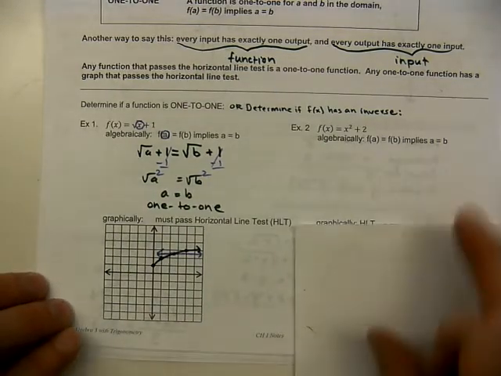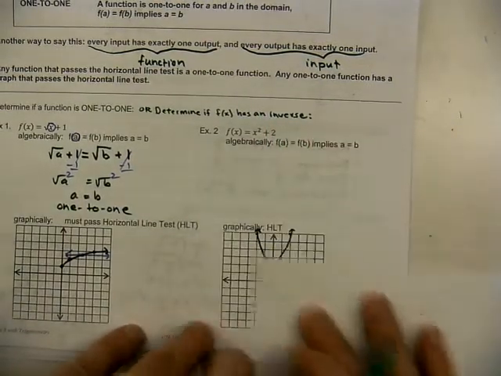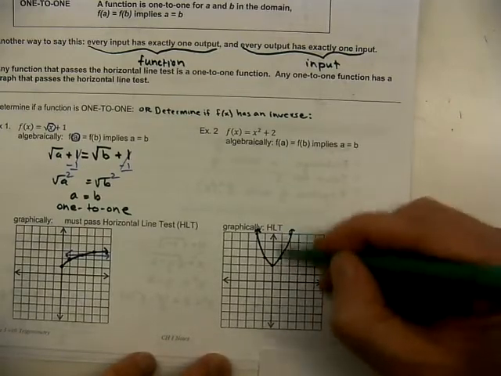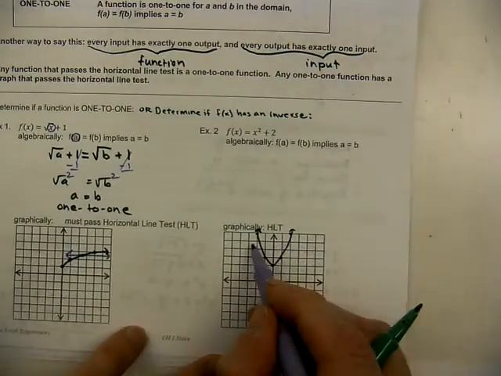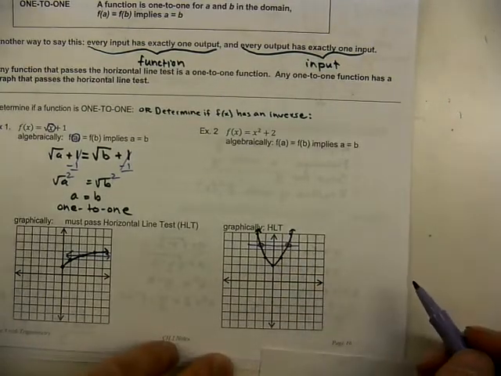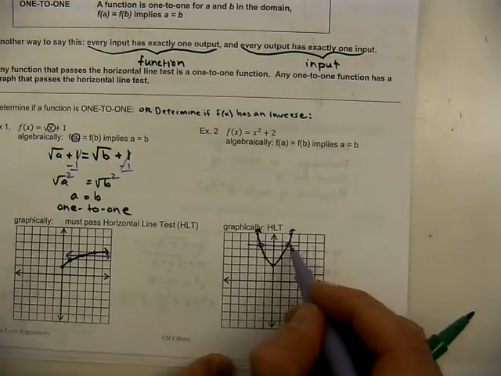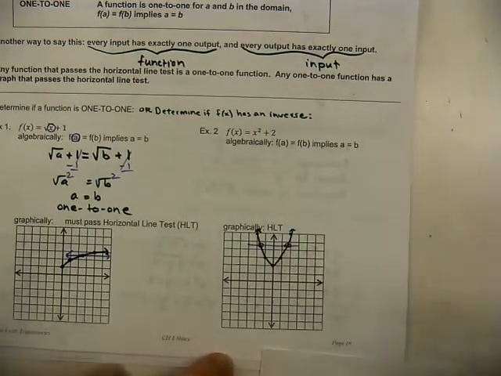Here's another example. Here's our parabola x squared plus 2. So again, there's the graph of it. You can see it passes the vertical line test, so it is a function, but it will fail the horizontal line test. If you do that, you can see it's crossing at two spots, and that means there is no inverse. For every output, I'm getting two inputs, two x coordinates. So let's see how that works out algebraically.